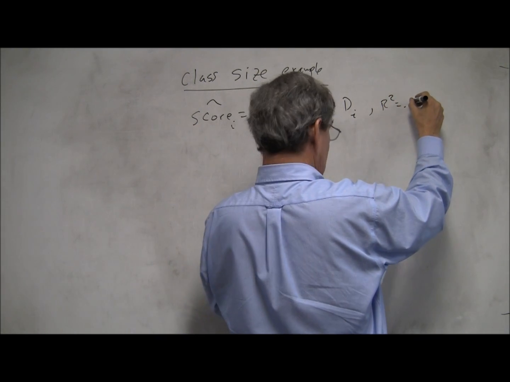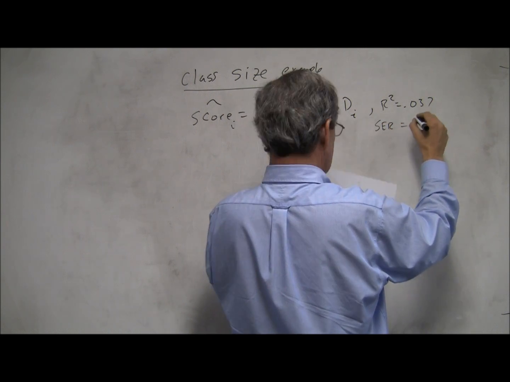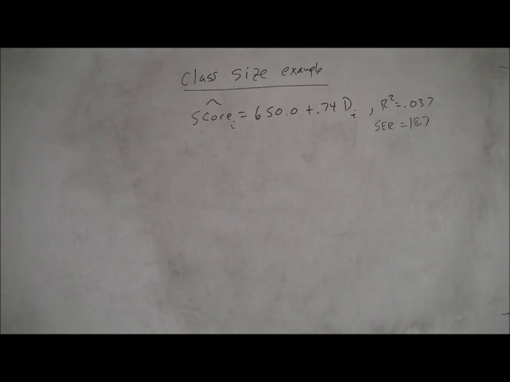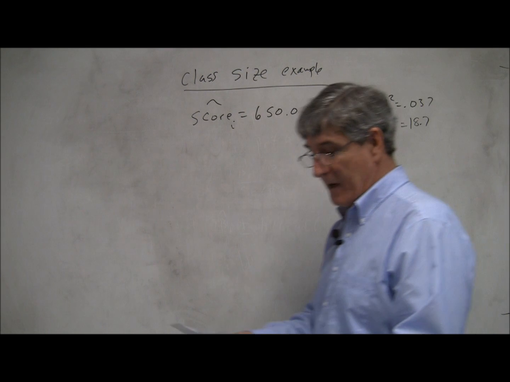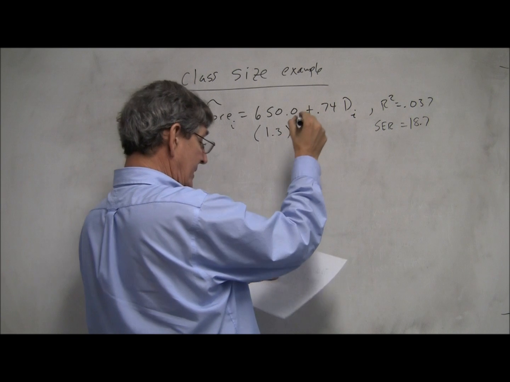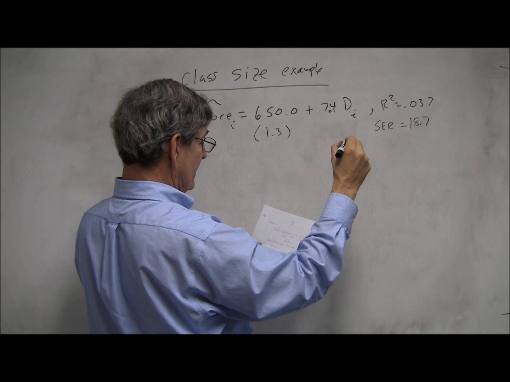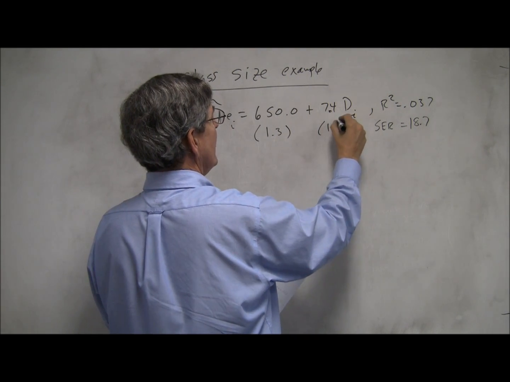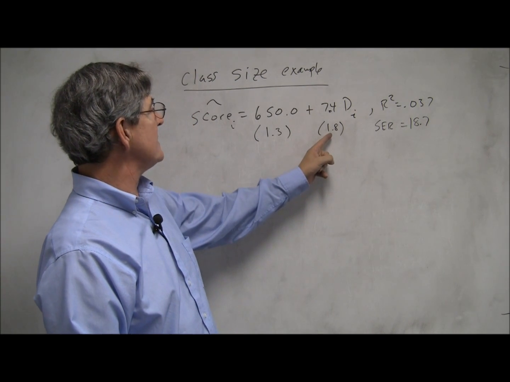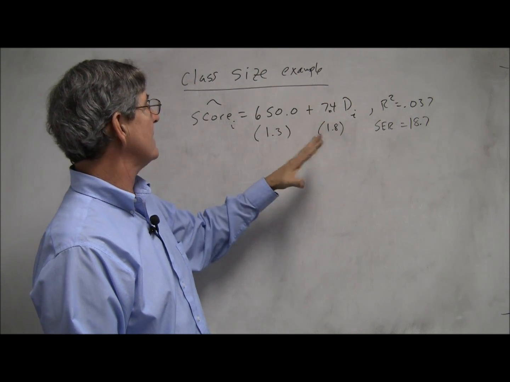R squared is 0.037, pretty low. Standard error of regression is 18.7. That's big. We still don't have a very good fit at all. Shouldn't surprise us. The standard errors are 1.3, and this is 7.4, and this is 1.8. A quick way to do a t-test, you really should use 1.96. If I do 2 times this, I get 3.6. It's less than this, so we're going to reject. We'll see that in a second.